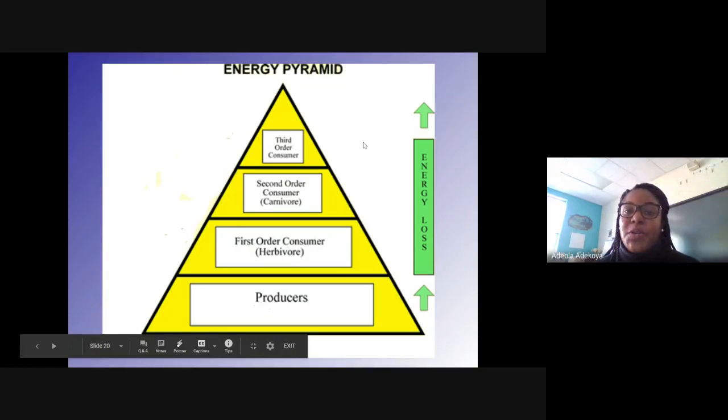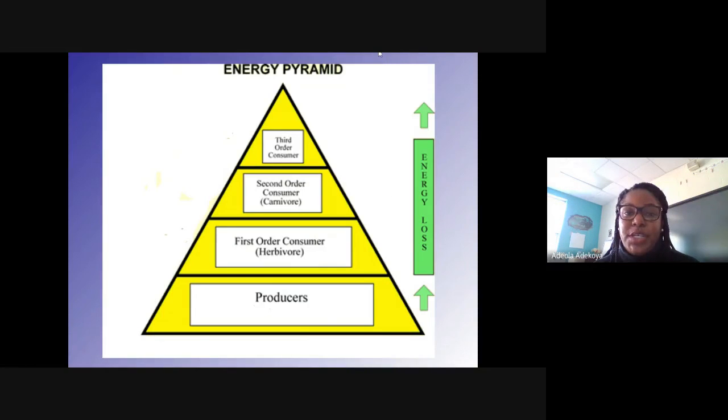All right. So a quick recap on what a food chain is. A food chain is just a model that shows how energy flows. A food web is multiple food chains interconnected. And then the energy pyramid is also another model that shows how energy flows through living things in an ecosystem. And that wraps it up for the day.